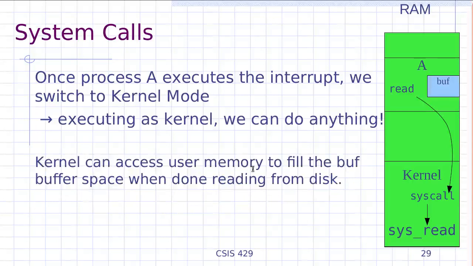The kernel can access user memory. So remember, you cannot access kernel memory, but once the kernel reads that single byte, it can store that into some address location inside your program. So when it reads that stuff from disk, it's stored up here, and then when it's done, it gives you back control.